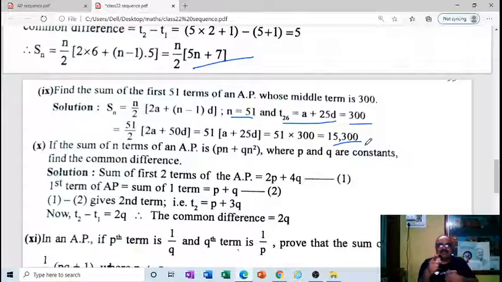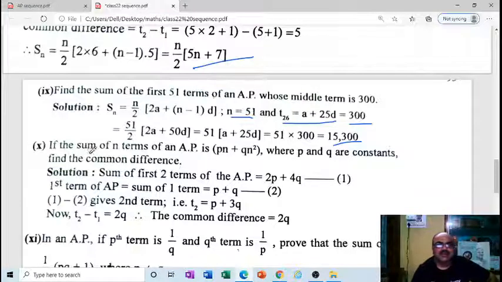See, that idea must strike. The 26th term, which is a plus 25d, is 300, getting that equation in this. If that strikes to you, see, you have got this. Otherwise, tell me what is the other way you do it. Please understand this.